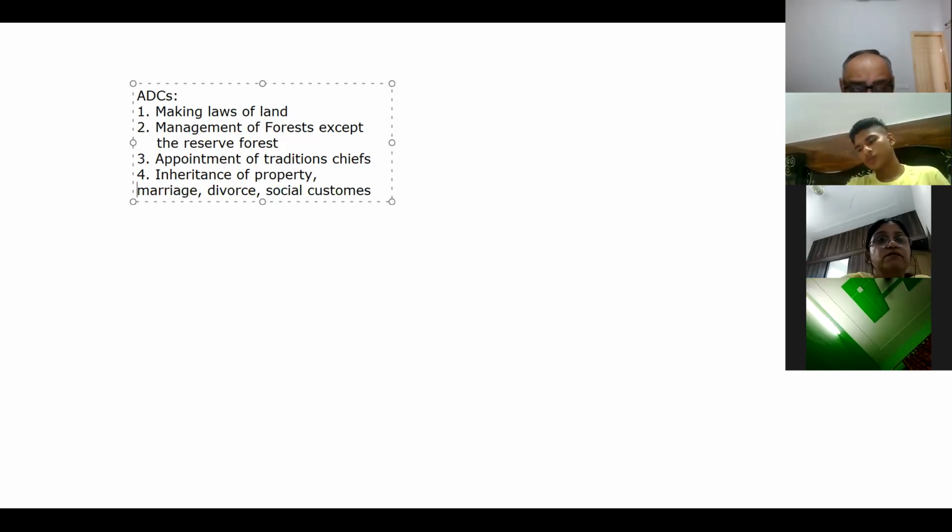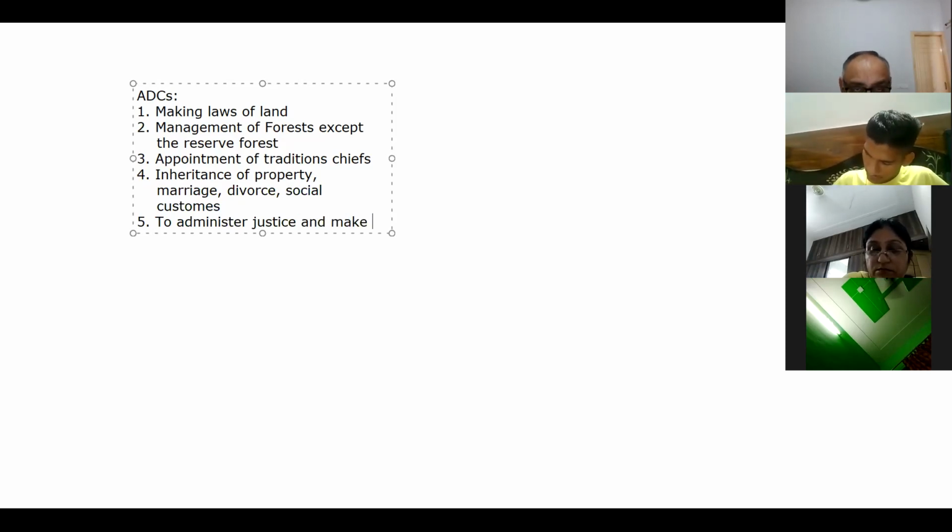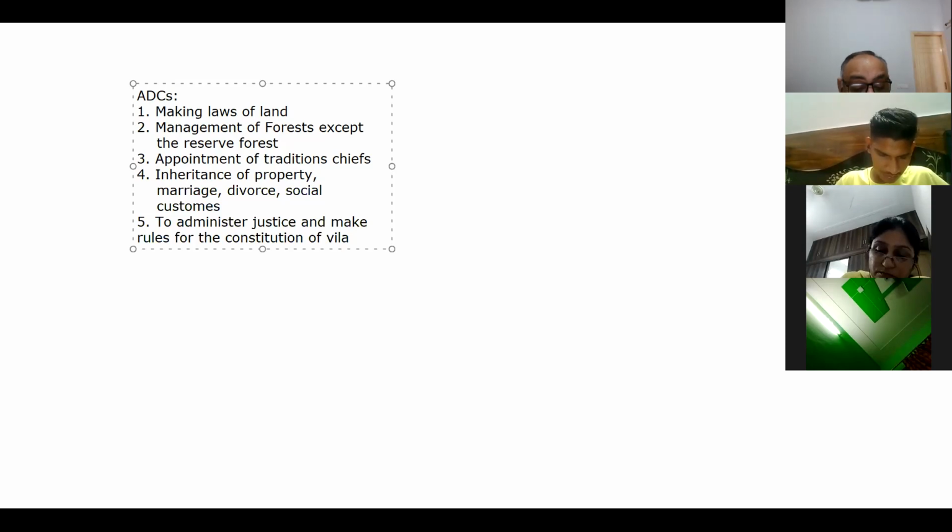Means these are the local issues ना, किसी का मैरिज से रिलेटेड इशू है, किसी का कोई डिवोर्स से रिलेटेड मैटर है, क्योंकि उसको ये लोग अपने लोकल कस्टम्स के अकॉर्डिंग करते हैं ना, राइट? क्योंकि हर एक सोसाइटी का एक अपना तरीका है, राइट? सो अकॉर्डिंग टू दैट. सो नेक्स्ट स्टेप इट है टू एडमिनिस्टर जस्टिस. ये लोग जस्टिस एडमिनिस्टर करते हैं, and make rules for the constitution of village codes, right? And their powers.